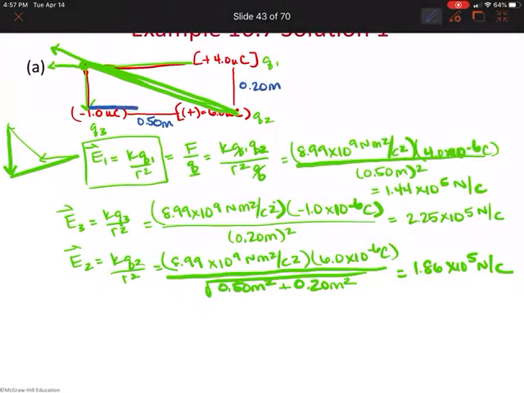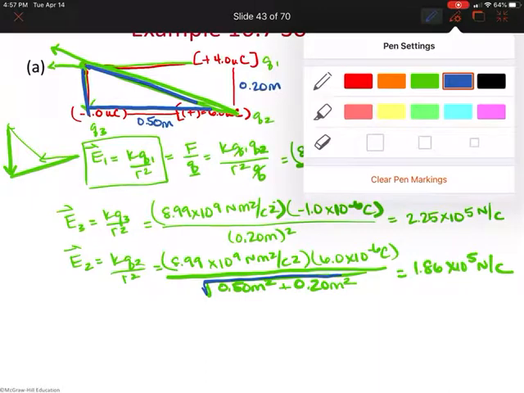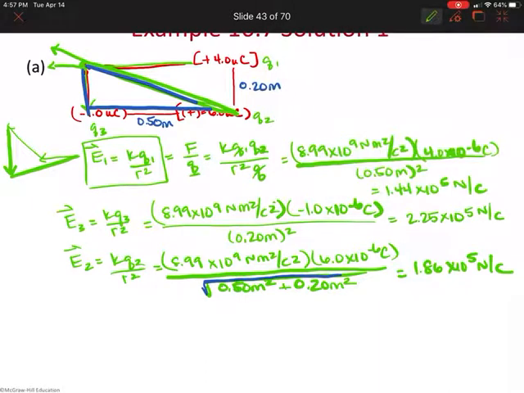This is like A squared plus B squared equals C squared. This right here was the C. That's what we were finding, the hypotenuse.